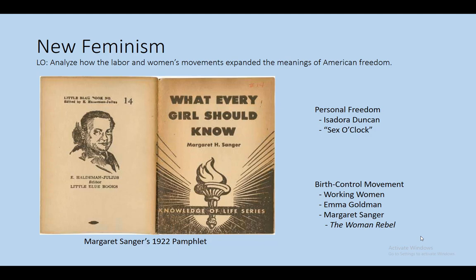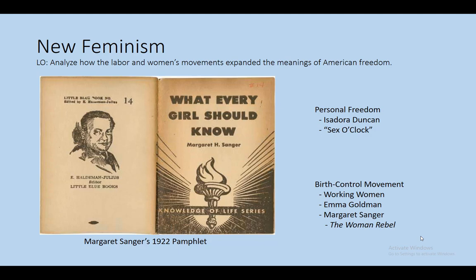But nobody is going to place the issue of birth control front and center more than Margaret Sanger. Margaret Sanger put birth control at the heart of new feminism, saying that no woman could call herself free who does not control her own body and can choose consciously whether she will or will not be a mother. This is what she said.